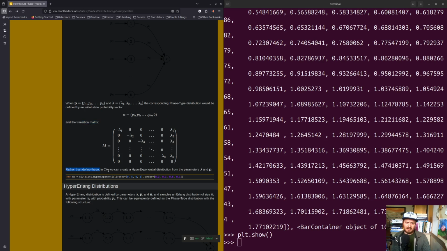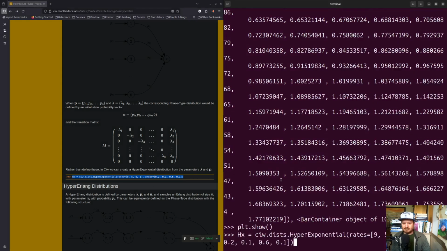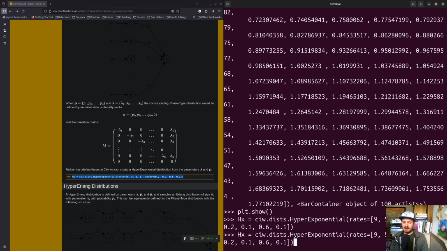Now, rather than define these in Q, we create a hyper-exponential distribution from the parameters lambda vector and probability vector. Great. Let's take a look. So, just the same as what we were looking at before, it's available in the distribution submodule. Here we have to pass in our distinct rates, in this case 4 of them, and we have to give these probabilities for entering into each of the 4 possible states. And remember, those rates are only for going to the terminating state.